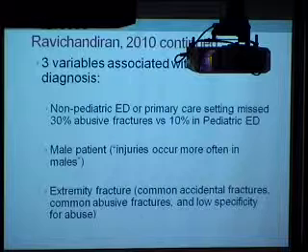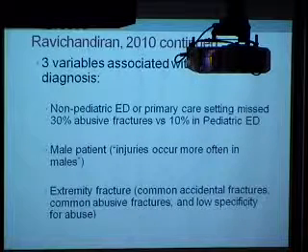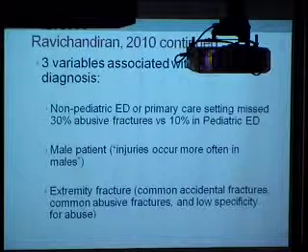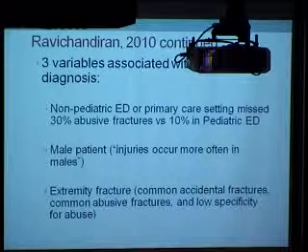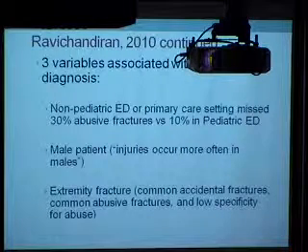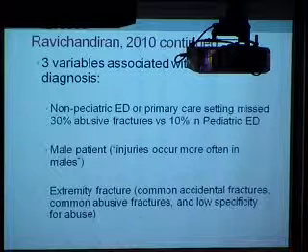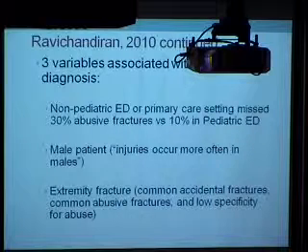A male patient was more often missed, twice as often as female patients. The authors had no explanation other than people felt that, well, okay, maybe injuries just happen more often with male patients. And then if you had an extremity fracture, you were more likely to be missed. And they felt that that's because extremity fractures are very common accidental fractures. They're also common abusive fractures, and they have very low specificity for abuse.